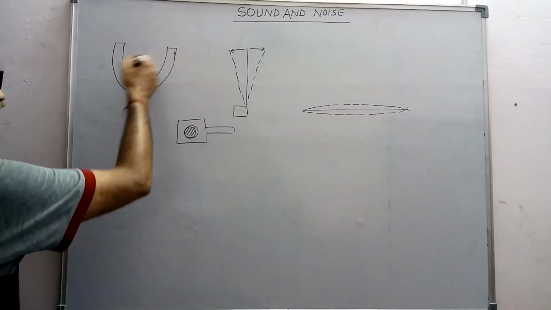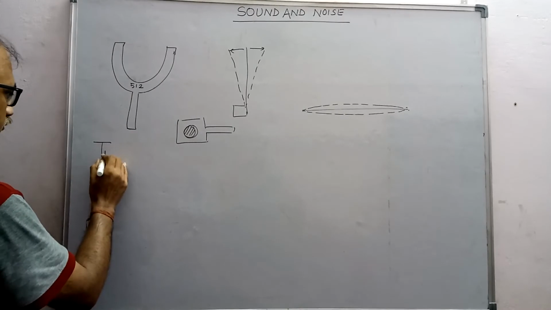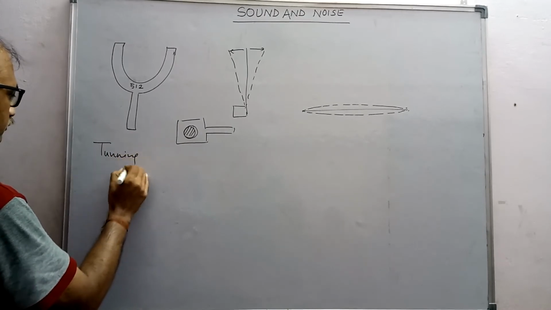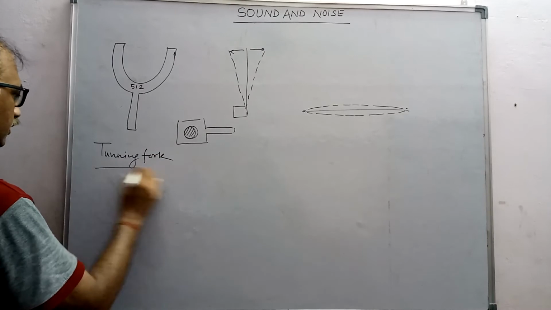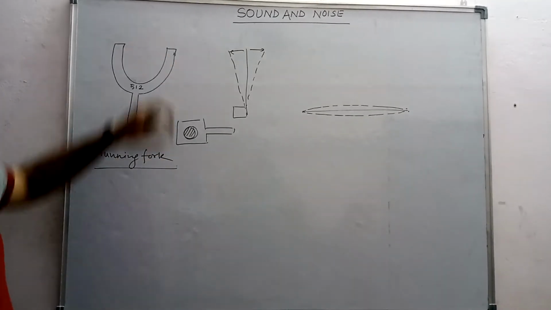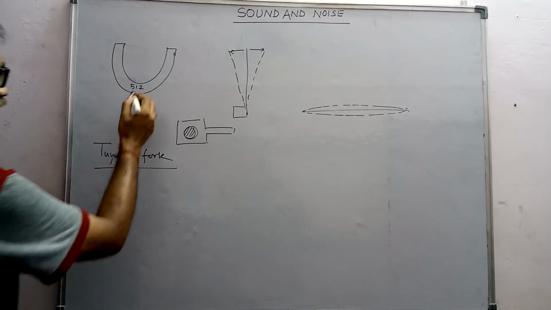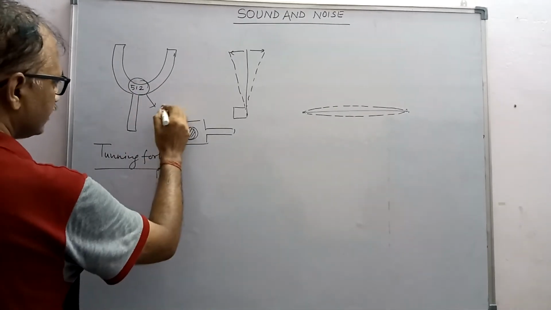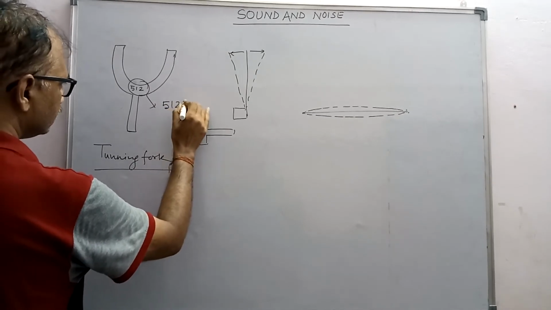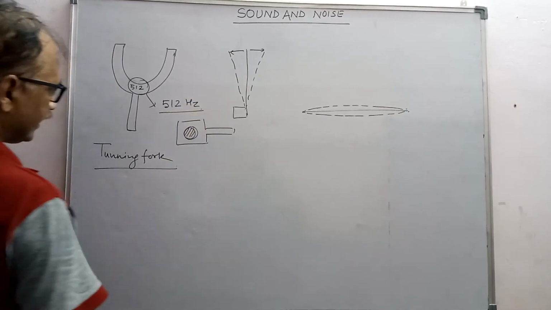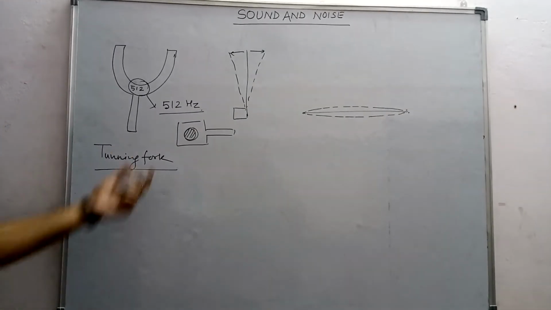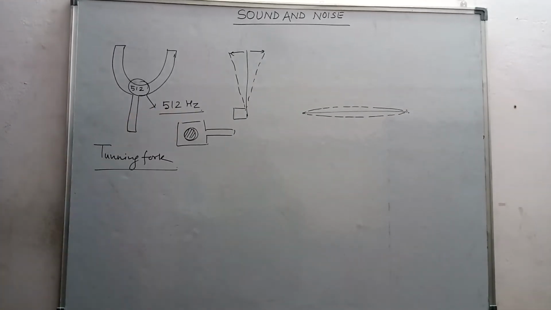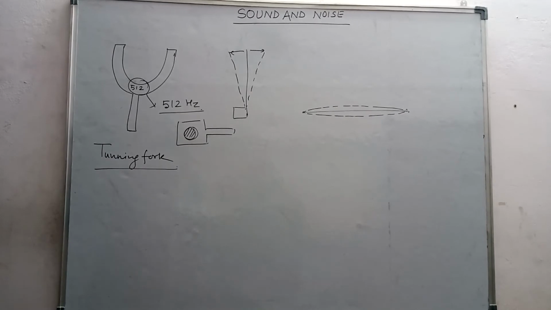this instrument, that is the tuning fork, starts producing sound. And this sound is of this frequency, 512 Hertz. This is a measurement, 512 Hertz. That means in 1 second, this tuning fork is vibrating 512 times.